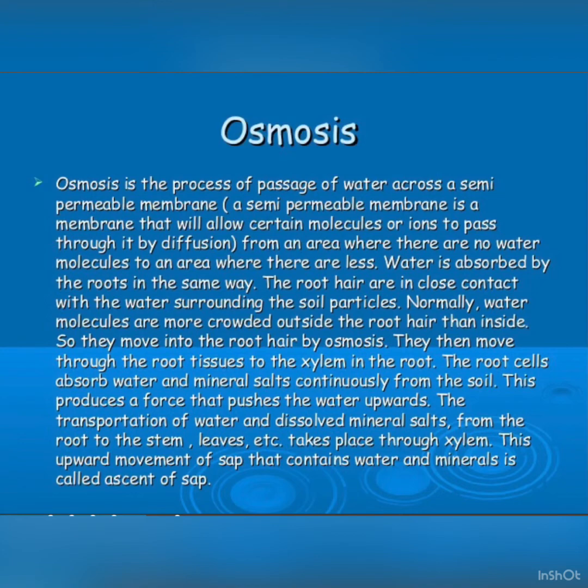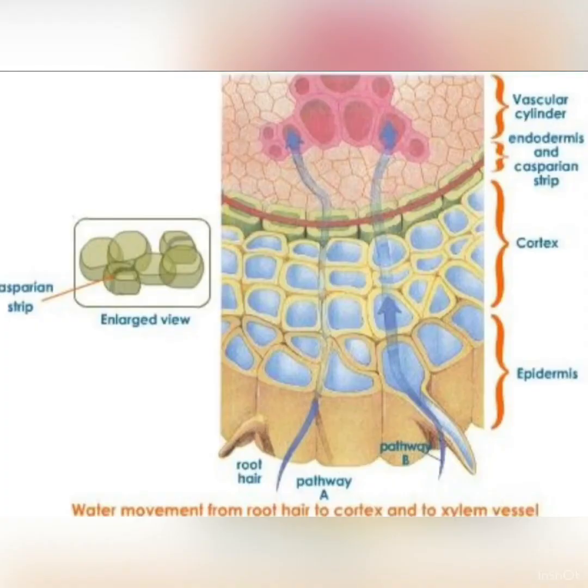The root cells absorb water and minerals continuously. This creates a pressure that pushes the water upward. The transportation of water and dissolved minerals from roots to the stem takes place through the xylem vessels.